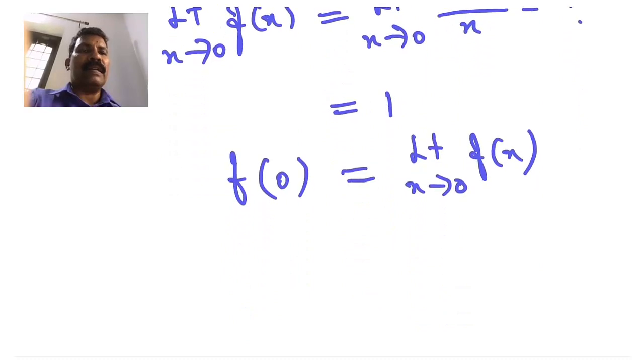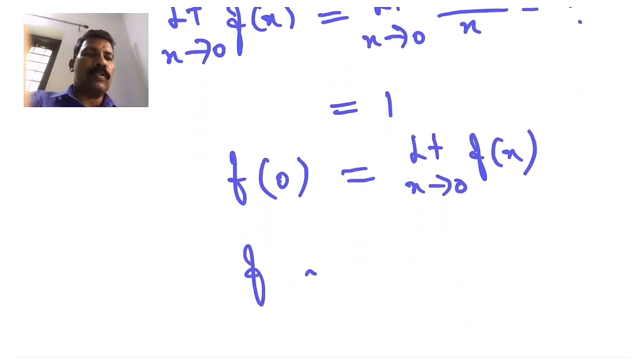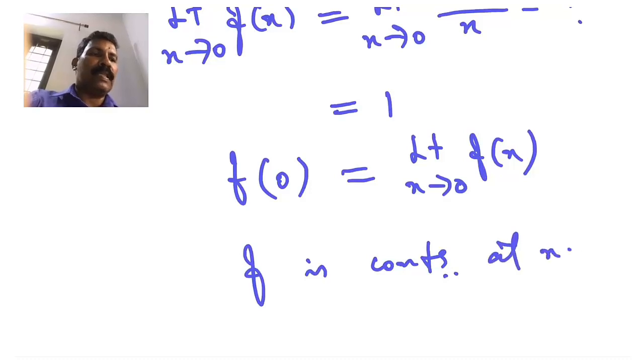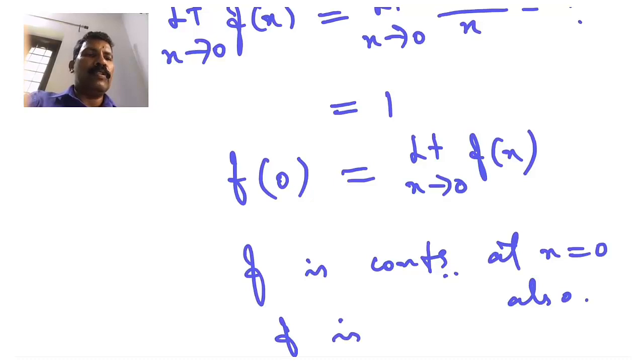Therefore the function is continuous at 0 also. f is continuous at x equal to 0 also. Thus f is continuous at every real number, that is, the function is continuous.